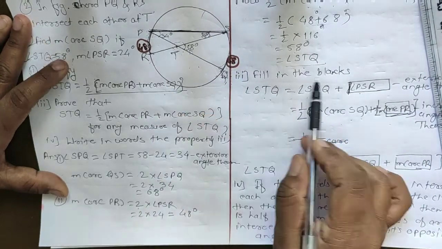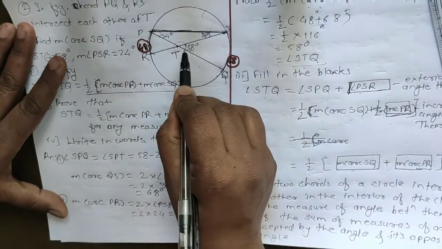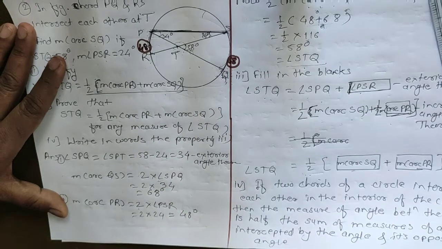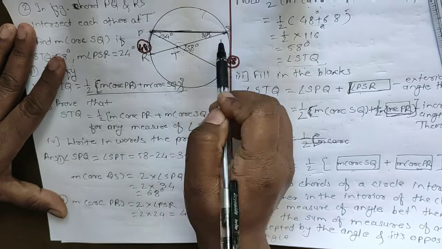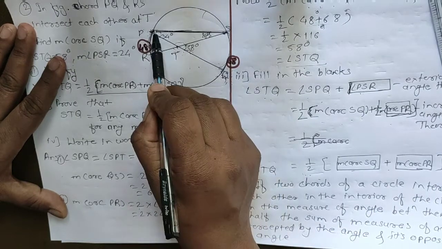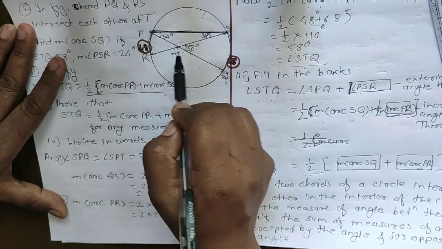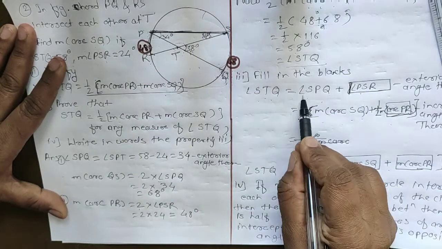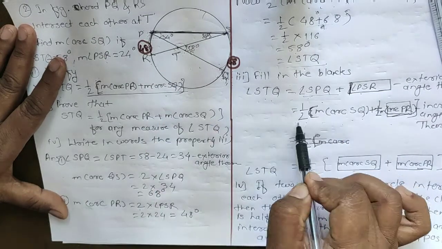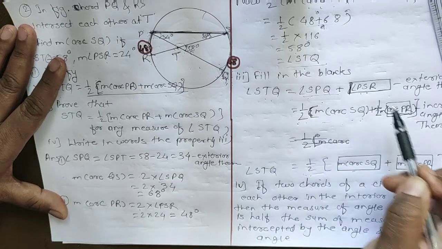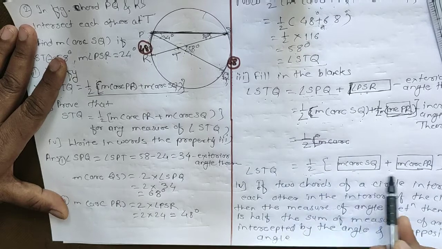Afterwards, we have to fill in the blanks inside. What we had done here: STQ is equal to half, using the exterior angle property, STQ is equal to 1/2 measure of PST plus SPT. So SPQ is replaced with 1/2 measure of arc SQ, and PSR is replaced with 1/2 measure of arc PR. Take the 1/2 outside, and these two arcs are written inside.